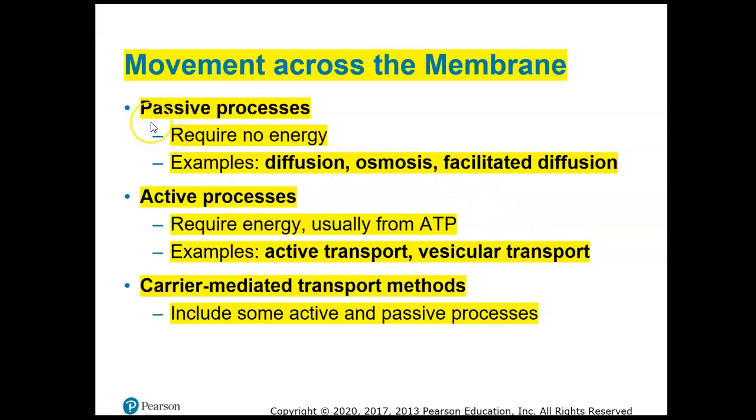Okay, when we describe movement across the plasma membrane, we describe it as passive or active. Passive means no energy is required. Examples of passive processes are diffusion, osmosis, and facilitated diffusion. And active processes do require energy. Typically, that energy is from ATP. Examples are active transport and vesicular transport. And carrier-mediated transport, in other words, transport involving a carrier protein, can be active or passive.